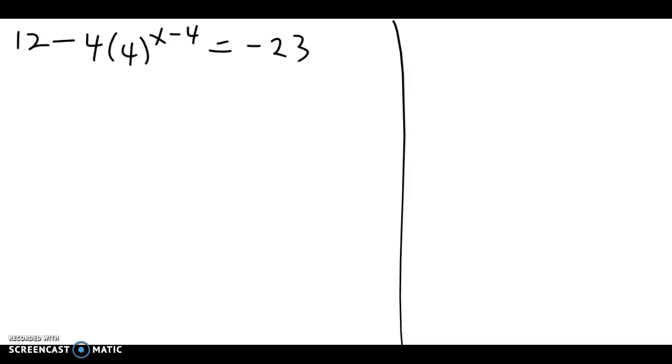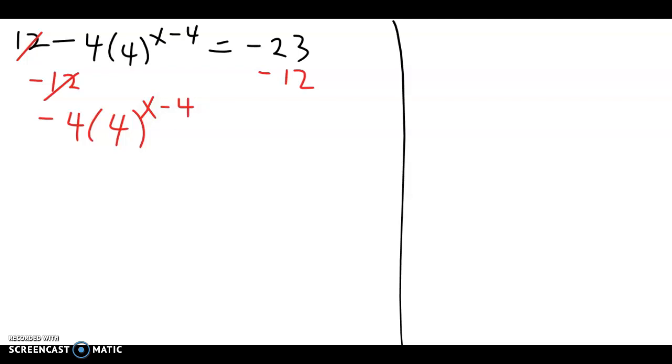All right, to solve for x in this exponential equation using the logarithm, always your first step is to isolate the exponential expression. So we're going to first subtract 12 on both sides of the equation, because our exponential term here is 4 exponent x minus 4.